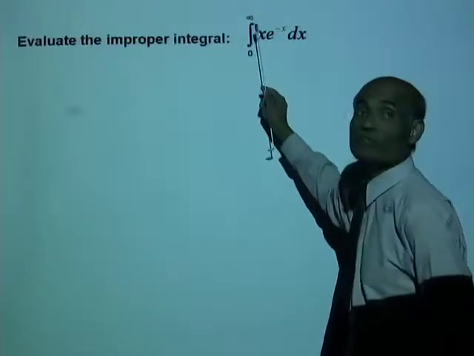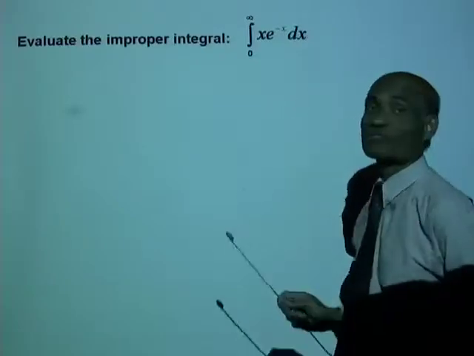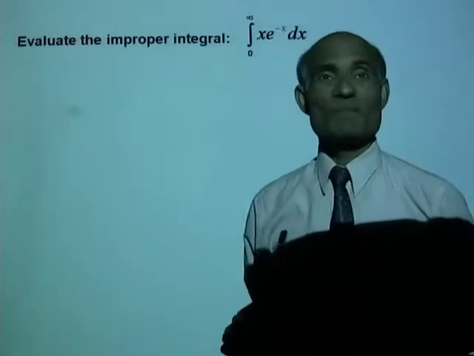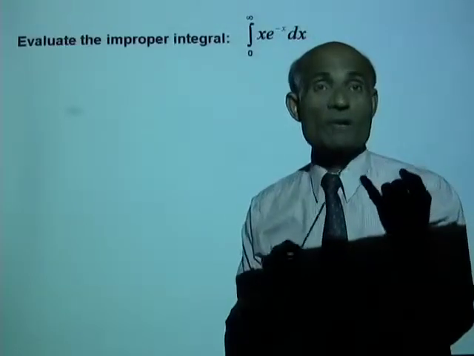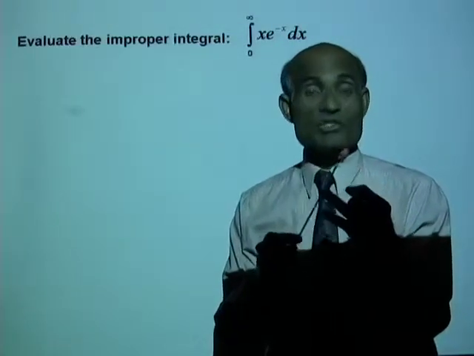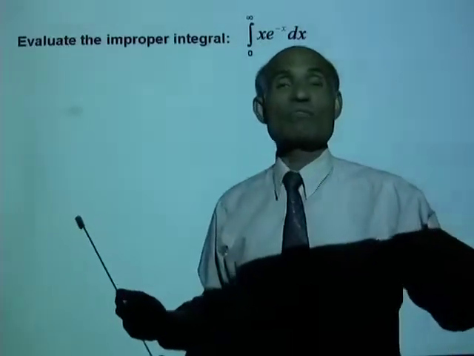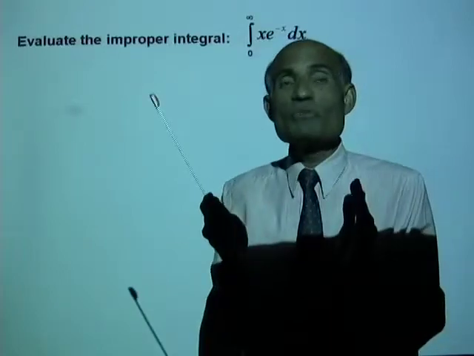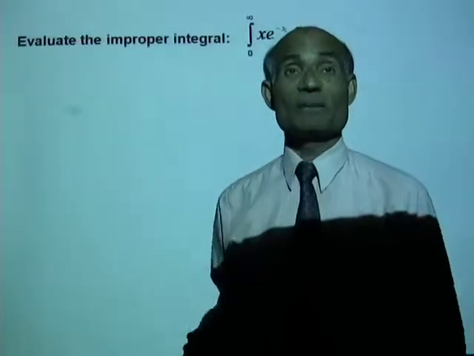Integral 0 to infinity x e to the power of negative x dx. Well, there are two things I want you to look at and figure out. One, write it as a limit. Second, how do you integrate this, x e to the power of negative x dx? Which of the integration techniques we developed so far will apply here?